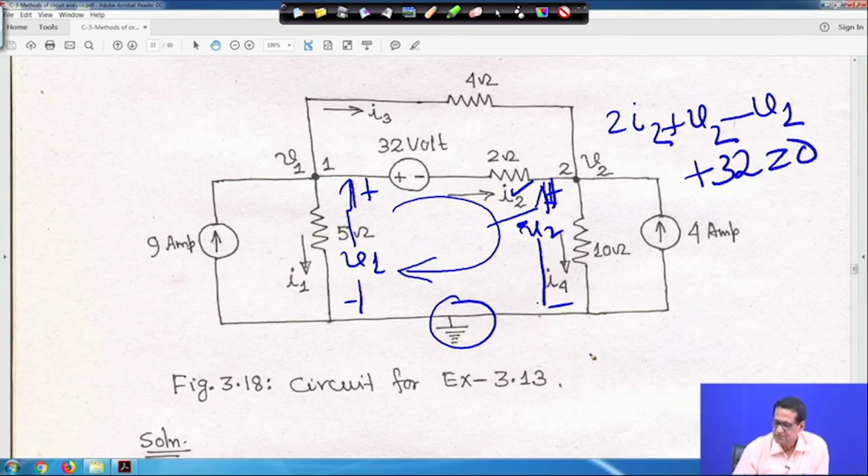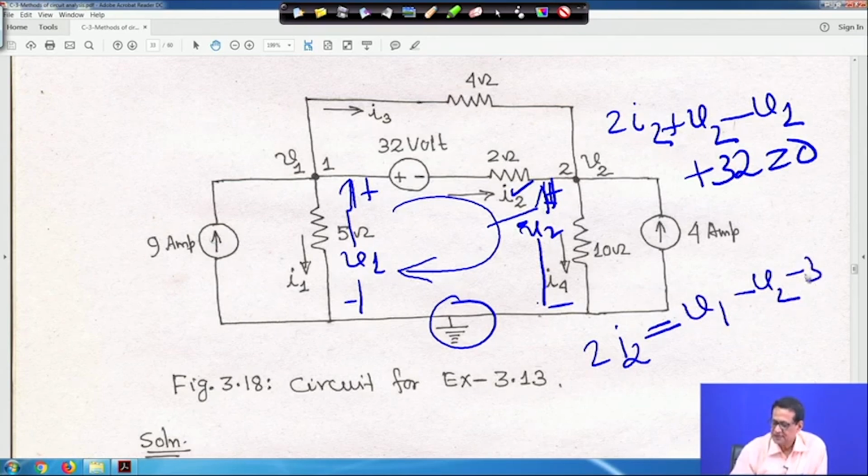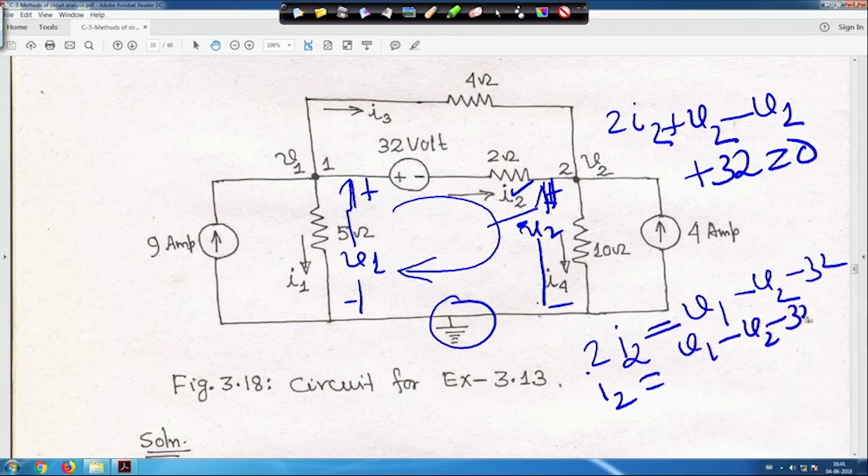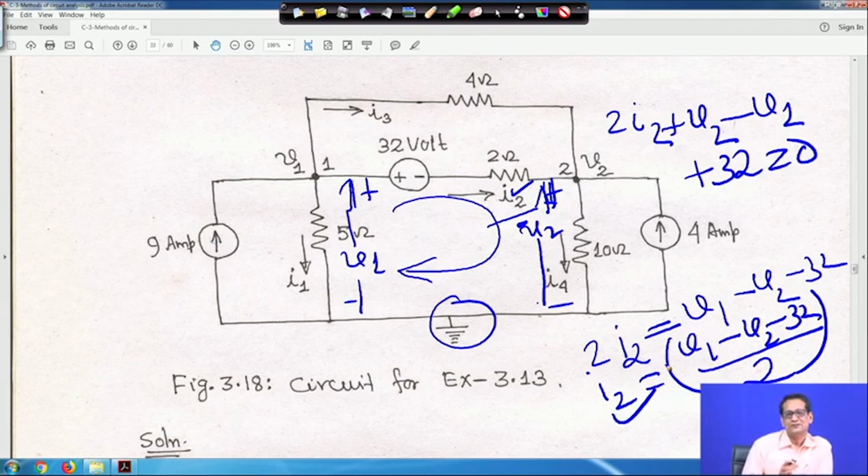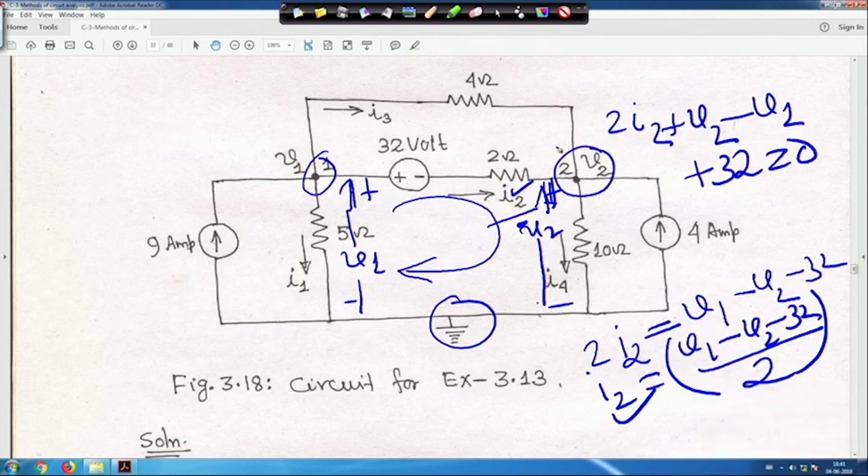That means 2 I2 is equal to V1 minus V2 minus 32, right. That means my I2 is equal to V1 minus V2 minus 32 by 2. This is my expression for I2. First you have to understand what I2 will be. I hope we have taken a couple of such examples previously, so there should not be any scope for confusion. I2 is needed, because we will apply KCL at node 1 and KCL at node 2. So this is the expression for I2, V1 minus V2 minus 32 by 2, right.